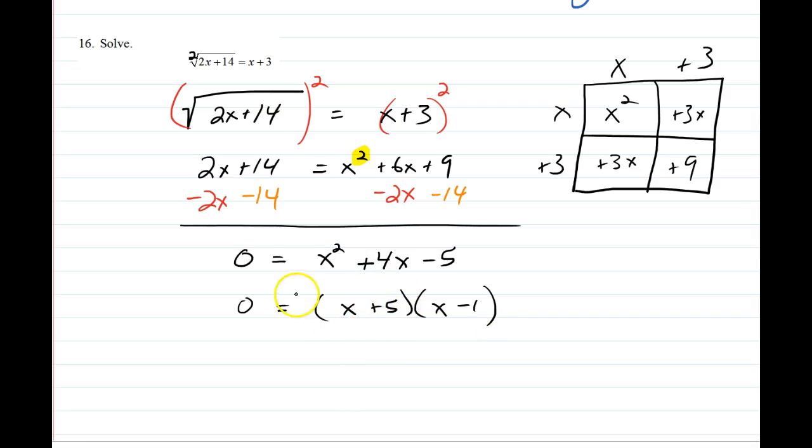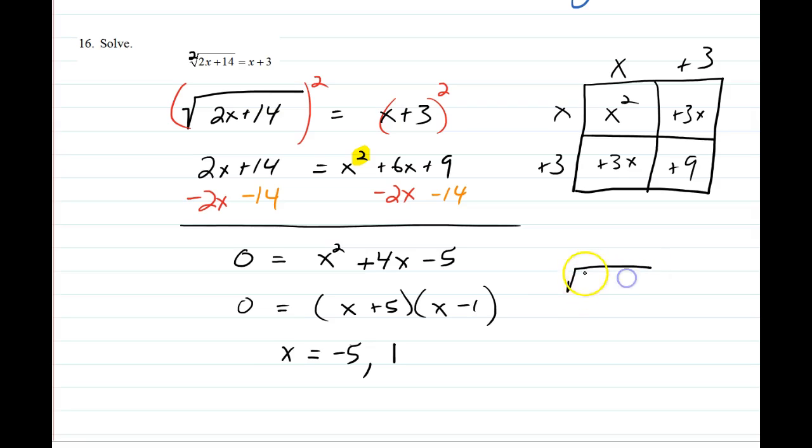And so what plus 5 equals 0? So we get negative 5. What minus 1 equals 0? So we get positive 1. And now we want to take those answers and actually substitute them in.